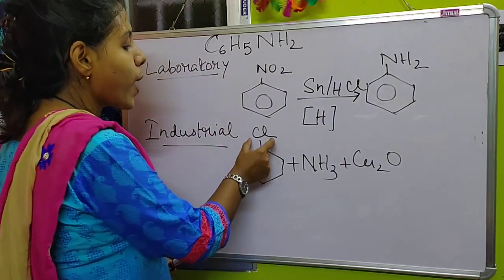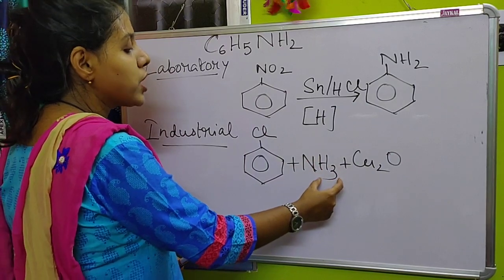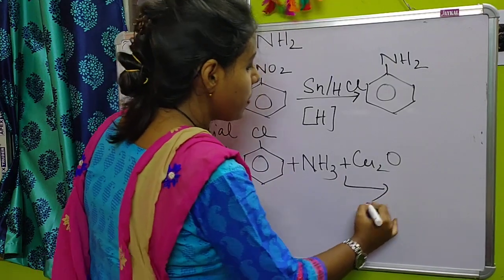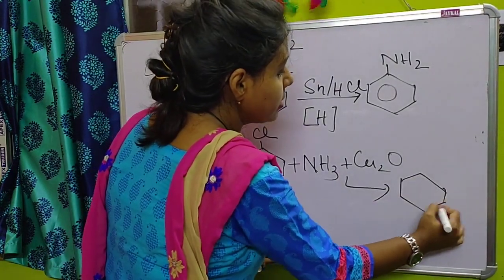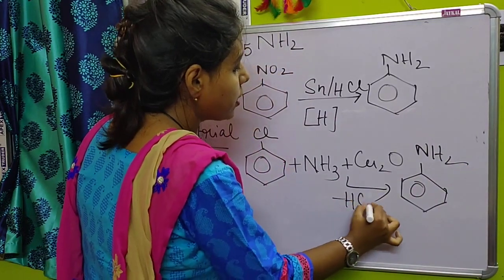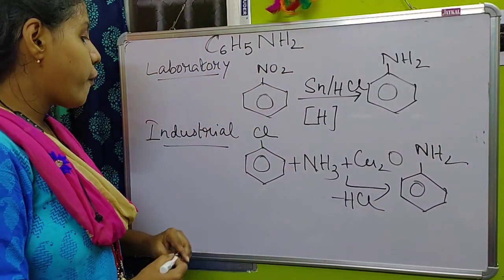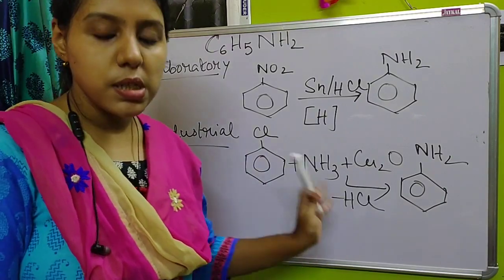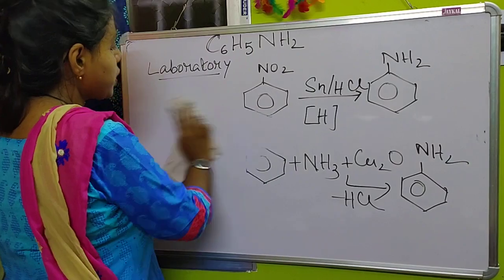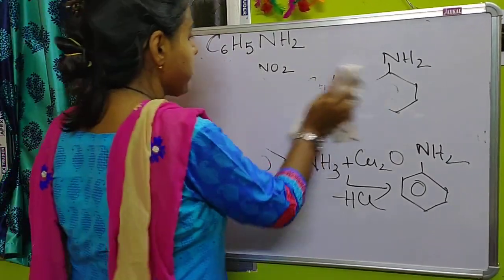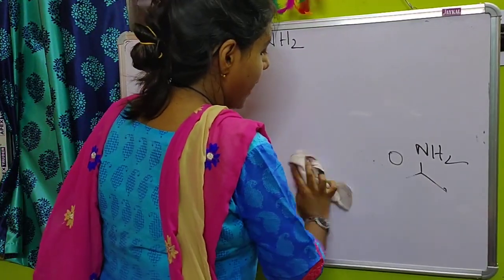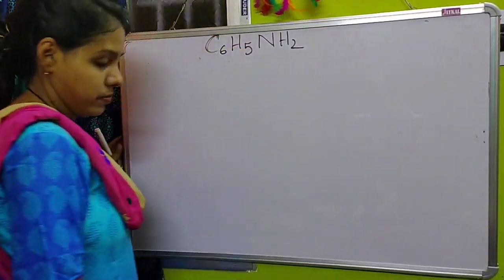By this way, one chlorine will be removed with one hydrogen from ammonia. The main compound will be aniline, that is NH2, with the elimination of HCl. For industrial purposes we use this type of reaction. Clear? So these are the two main preparation methods. Besides this, we could prepare aniline in various ways.